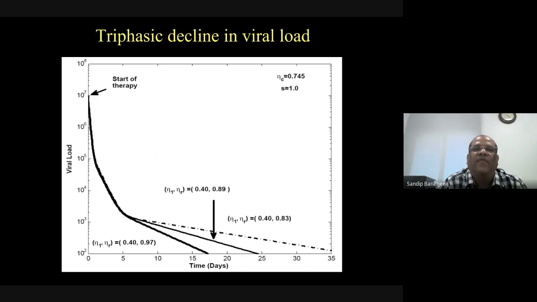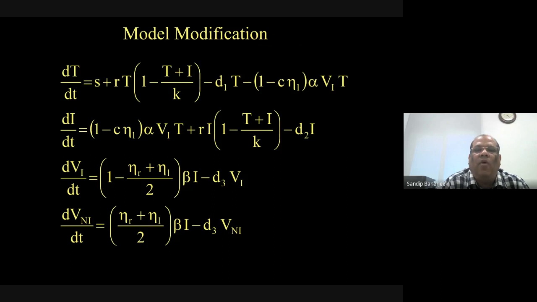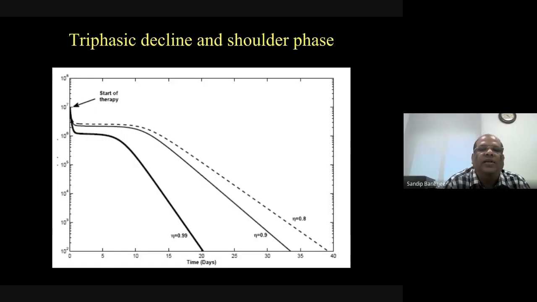Sometimes this triphasic decline of viral load is also seen. That is, this is the first phase, this is the second phase, and this is the third phase of the viral load achieving SVR. However, if we modify the model where we have added one more proliferation term of logistic type, you get a figure something like this. This is what is more seen in patients: a first phase decline followed by a shoulder phase, a constant phase, then the second phase, and then comes the third phase.